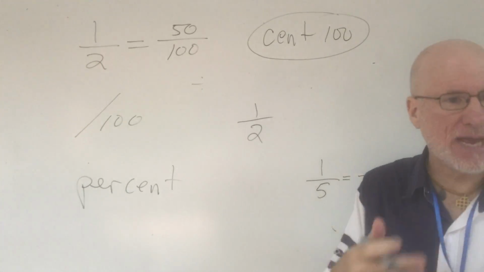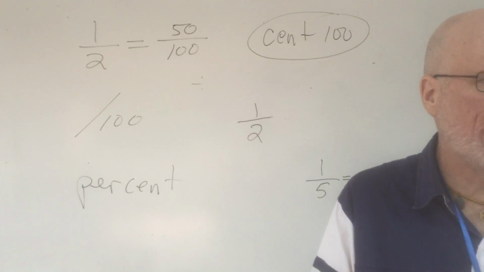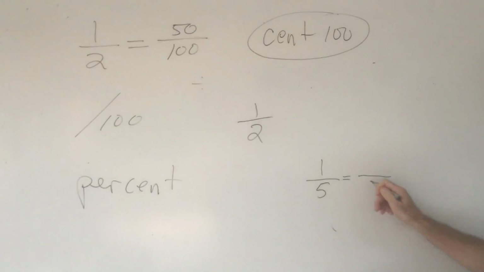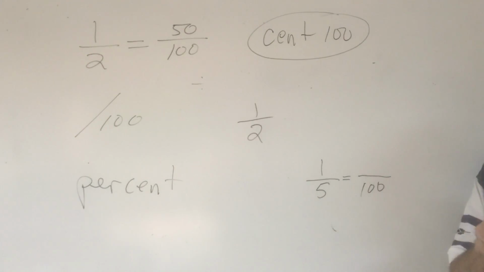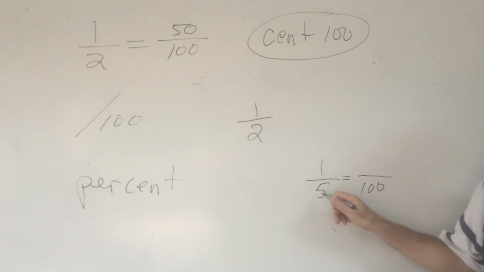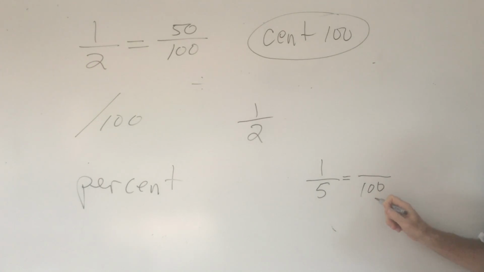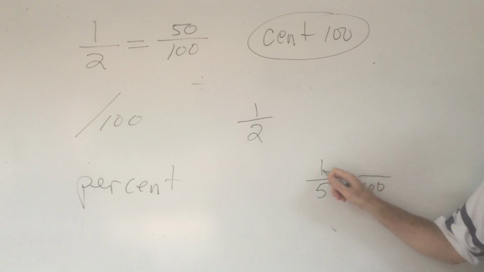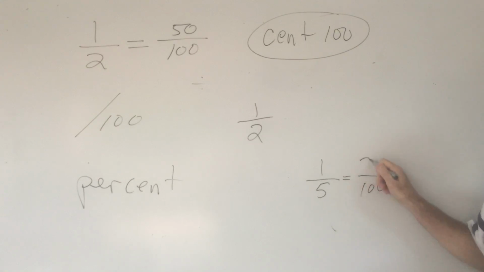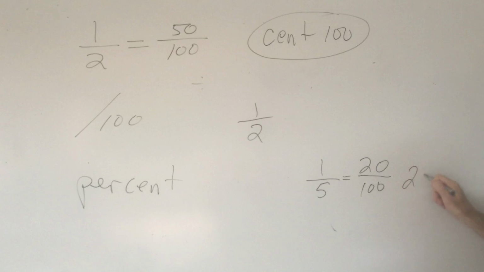Okay, for instance, if I have percent, what must the denominator be? 100. 100, right? Times it by 20. So what did I do to 5 to get it to 100? Times it by 20. And so 1 times 20 is? 20%, right?